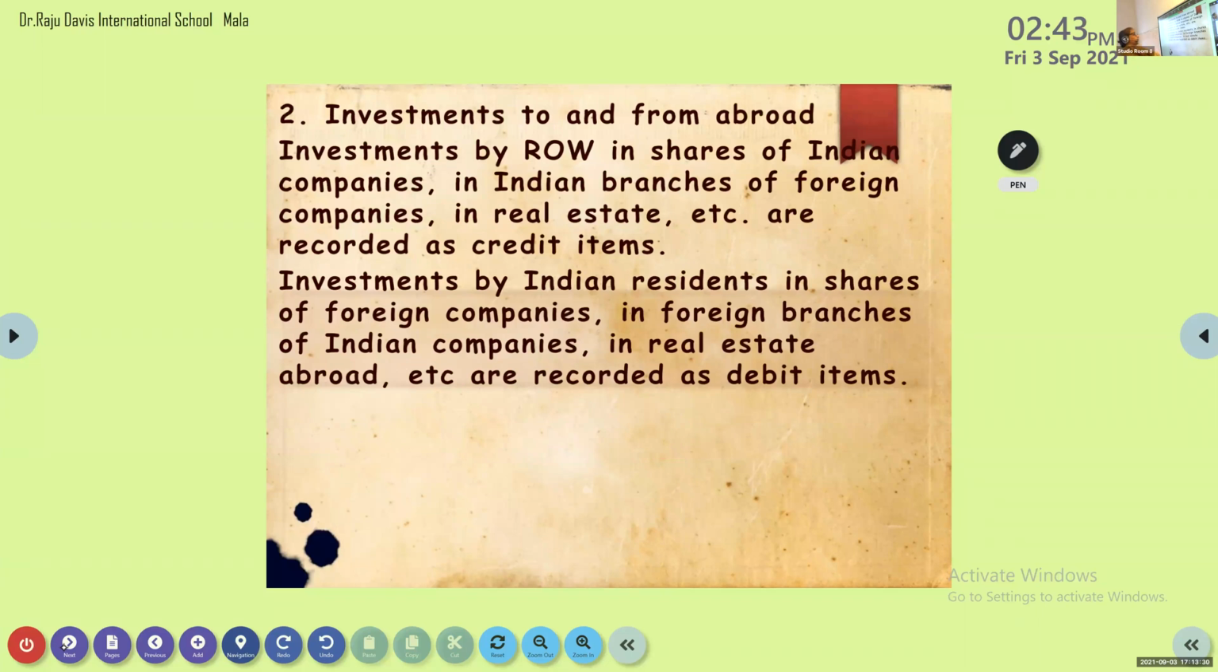Now investments to and from abroad. Investments by, here ROW means rest of the world. Investments can be like either we can buy the shares of companies, that is an investment, or we can invest money in real estate, or we can buy or start some industry or buy some foreign companies. All these things come under investment. Now, whenever Indian people, or government also, buy shares of foreign companies, that means what? Is it an outflow or inflow?